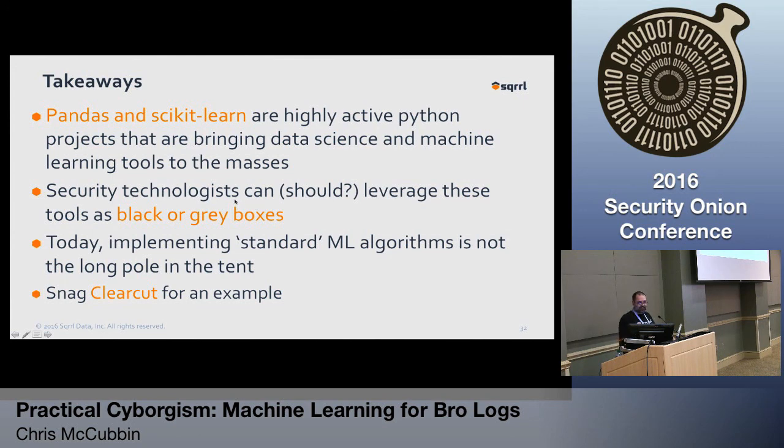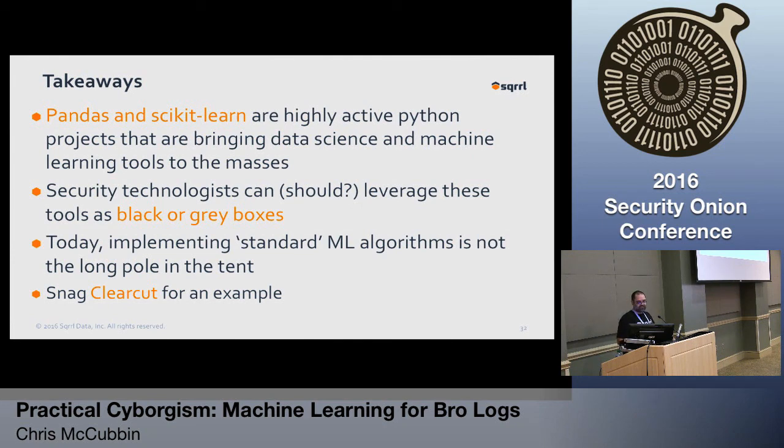Security technologists can leverage these tools as black or sort of gray boxes, right? It's good to know a little bit of what's going on inside, to know that these things are bad at enumerated types when they are, so you don't pass in an enumerated type and wreck your results. But you can just take this, use it as a black box in your workflow, use it alongside the other tools that you use. And today, there's some fancy stuff coming out, deep learning, that's a little bit hard to use nowadays. New stuff is coming out every day.